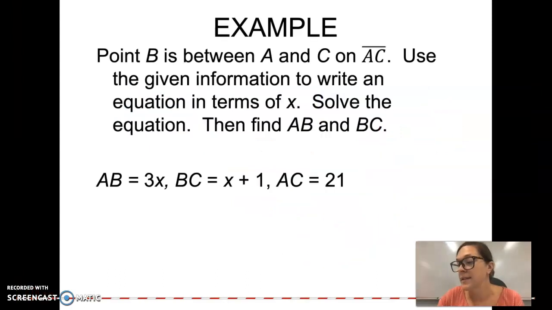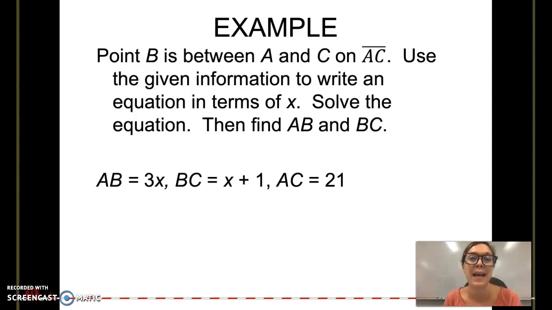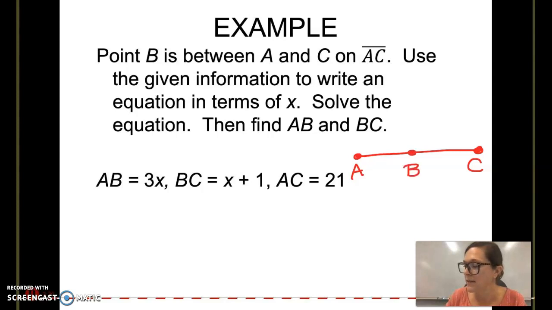Okay, so now let's do one that does not have a diagram in it. So here it tells us that point B is between A and C on line segment AC. Can we create that in a diagram? Sure. I'm a very visual person, so I like to see things. So I have line segment AC, and it's telling me that B is somewhere in between. Doesn't matter if we put it in the middle or not in the middle. It's just somewhere in between A and C. So now use the given information to write an equation in terms of x. Solve the equation, then find AB's length and BC's length.